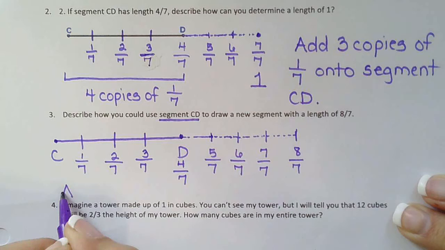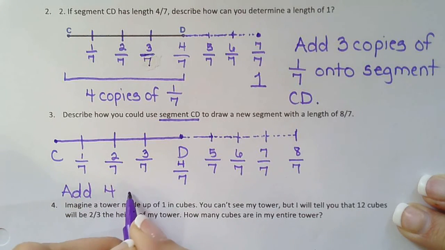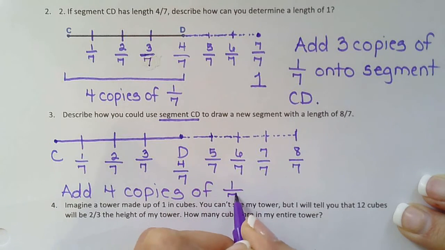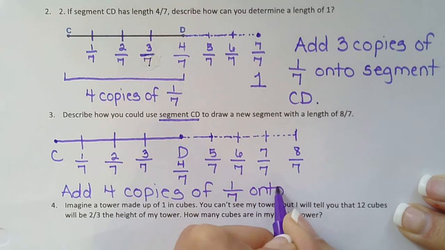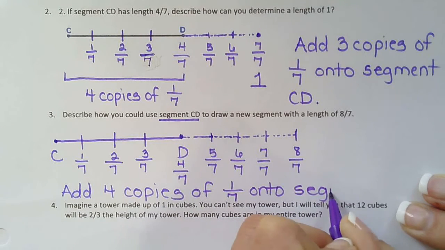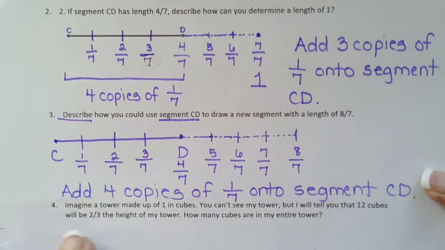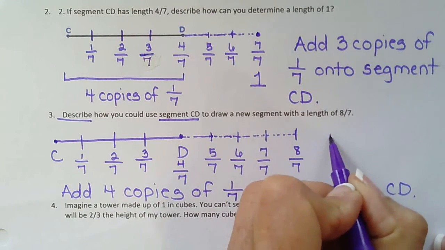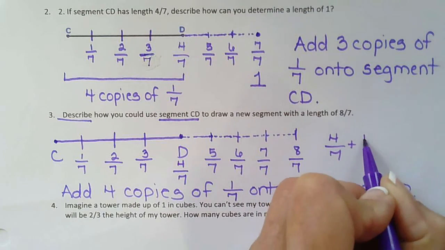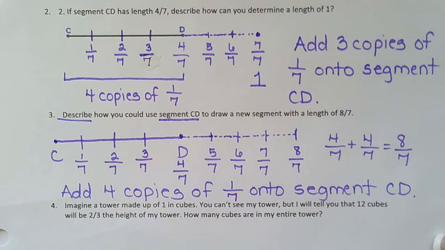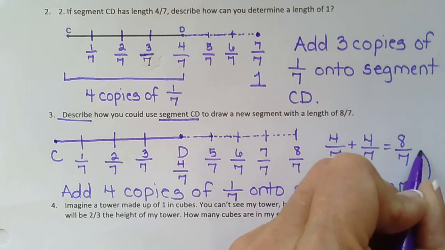So we would just say add 4 copies of 1/7 onto segment CD, because it does say describe, so we just said it in words. And you could even show that 4 sevenths plus 4 sevenths equals 8 sevenths, just to show what you did, what your reasoning was. So let's put a little colon there and draw that up there.